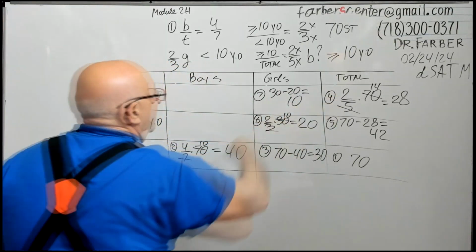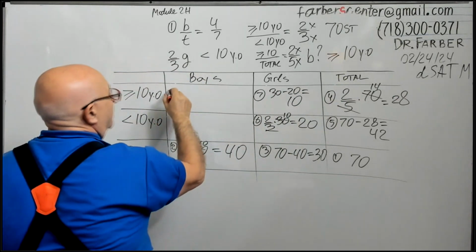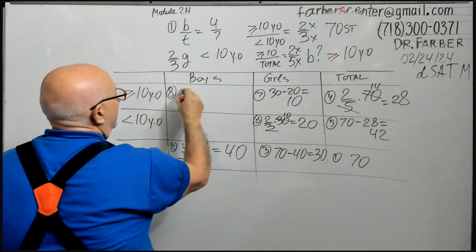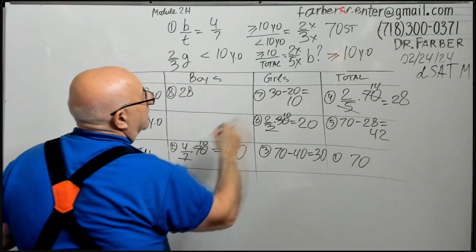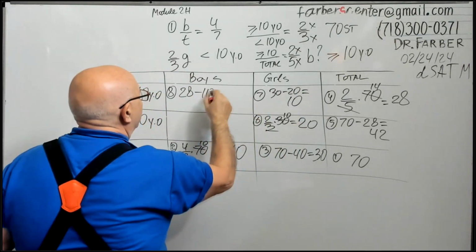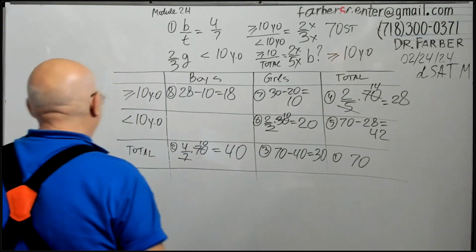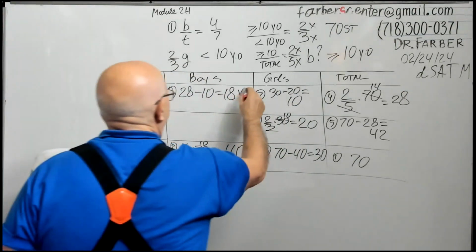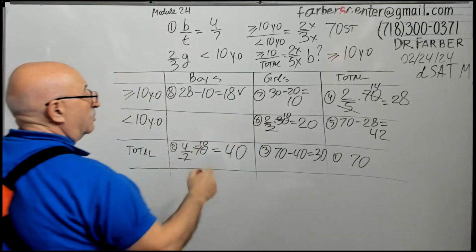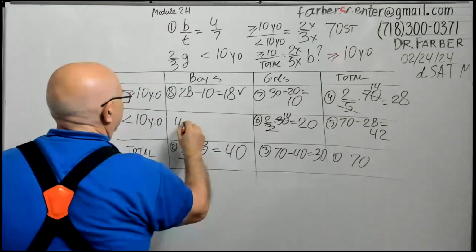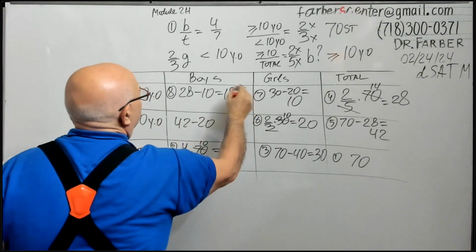Since overall we have 28 students, step number 8. 28 minus 10 is 18. And they ask you this question. In a similar manner, you can find 42 minus 20, but nobody asked this because this is the answer.